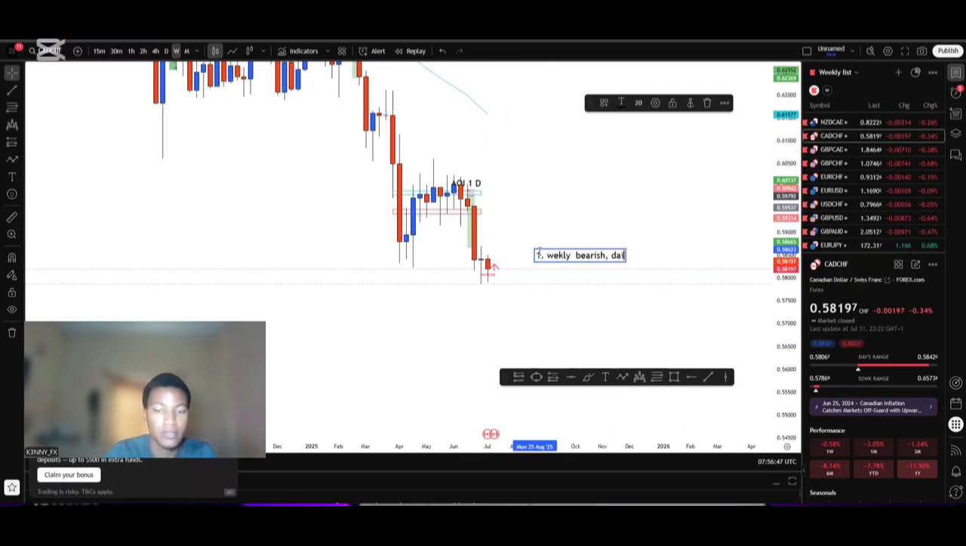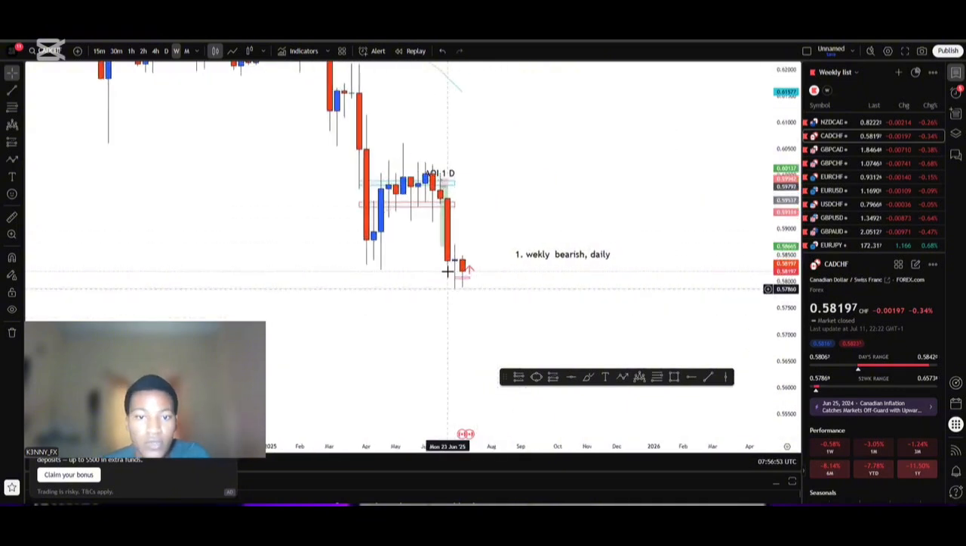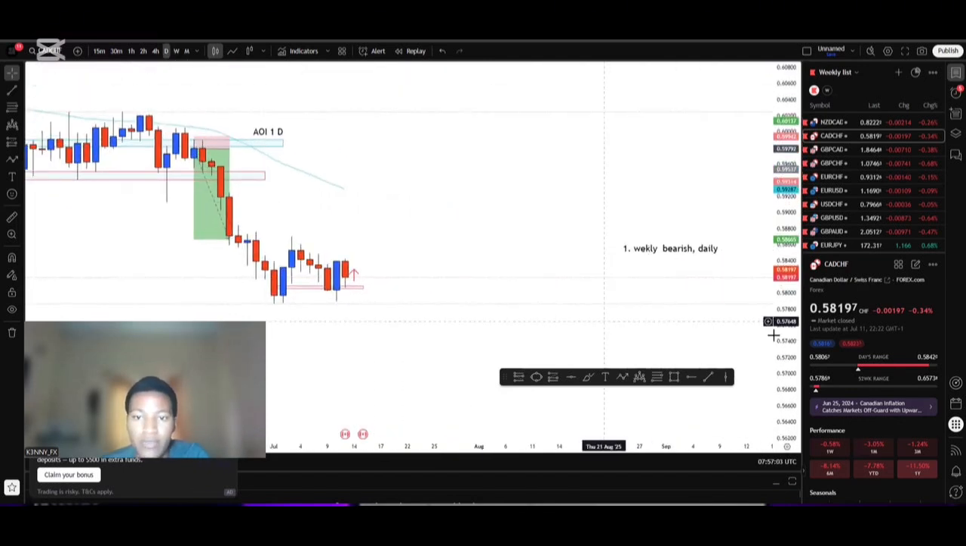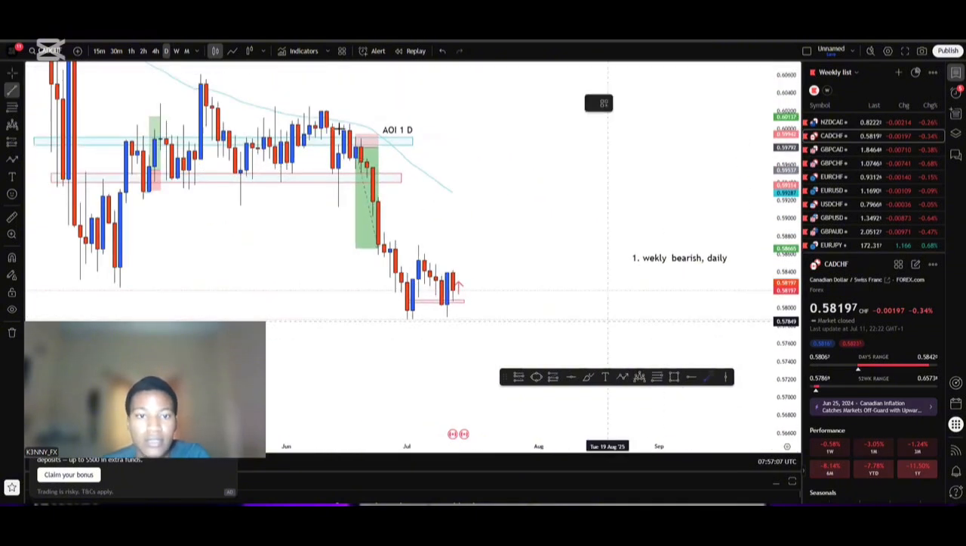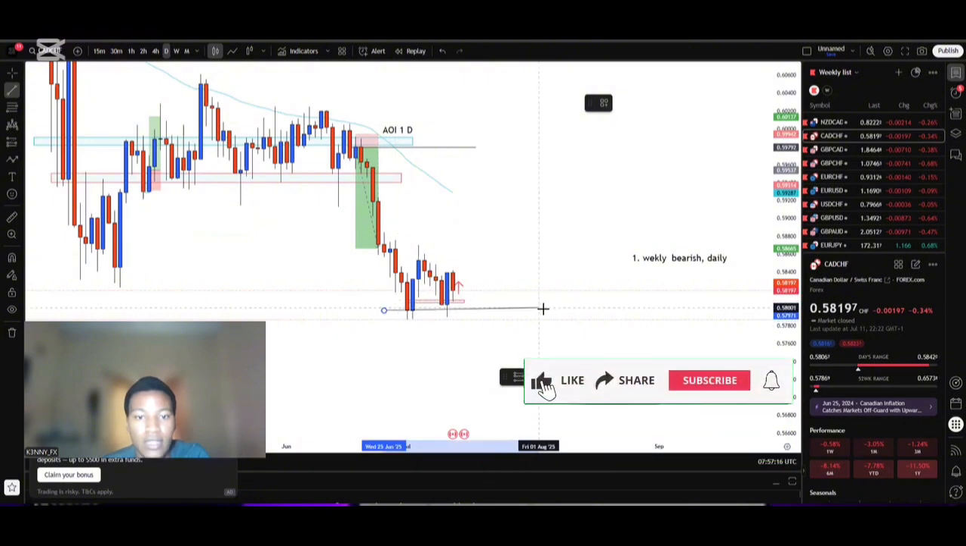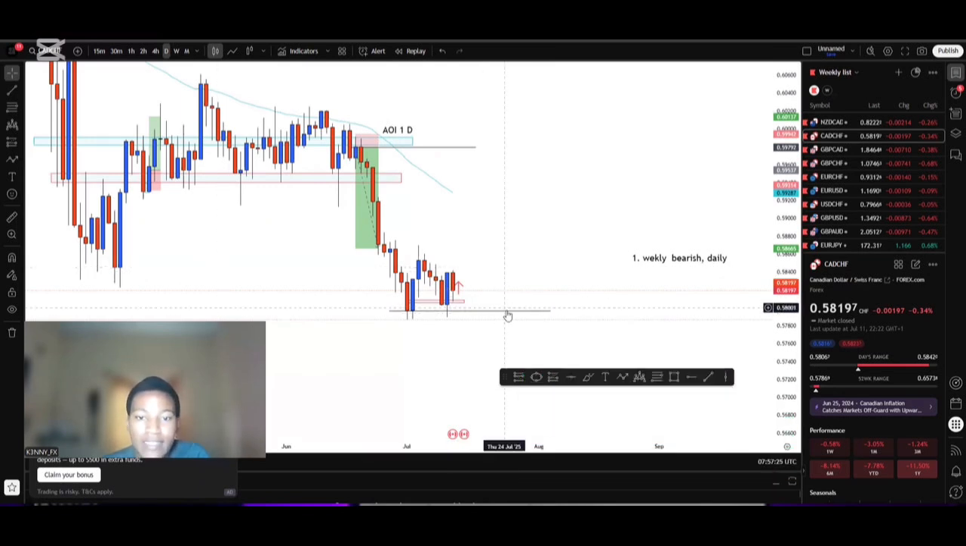We have not gotten down to daily yet, but as this is the lowest of the lows, and price came here and printed this doji candlestick, I'm interested in buying. As we come to the daily time frame, it is also bearish, because this is the lower high and this is the lower low. So daily is still religiously bearish. But I'm looking for opportunities to buy regardless.